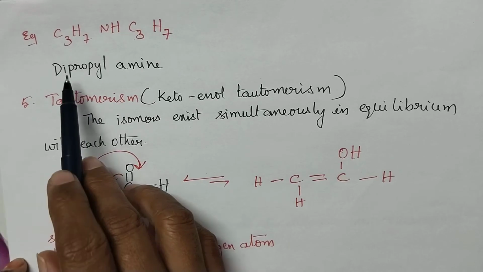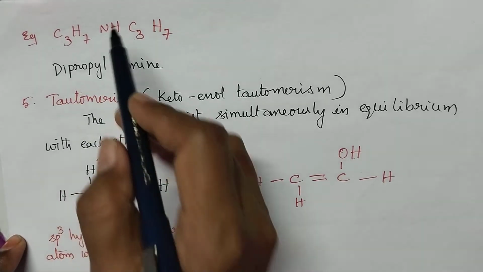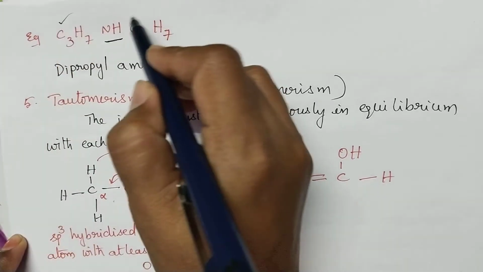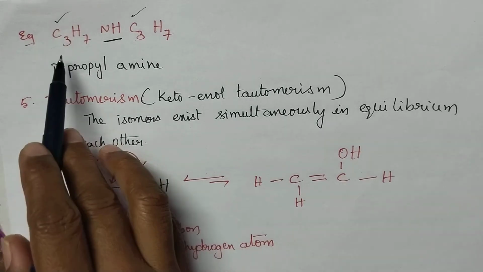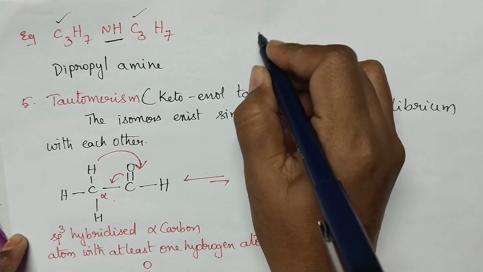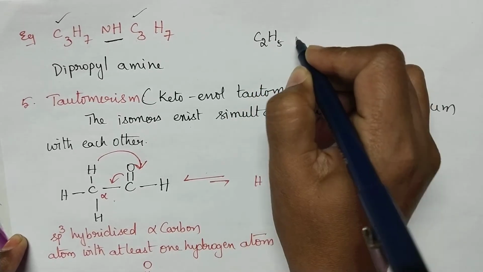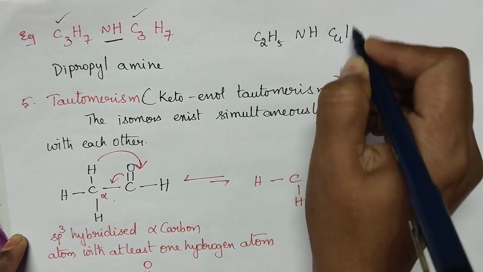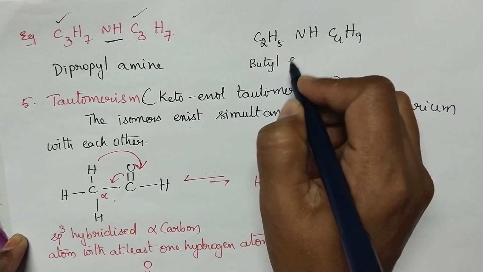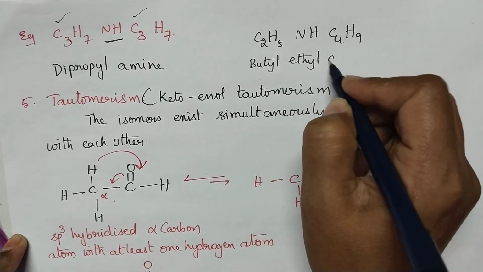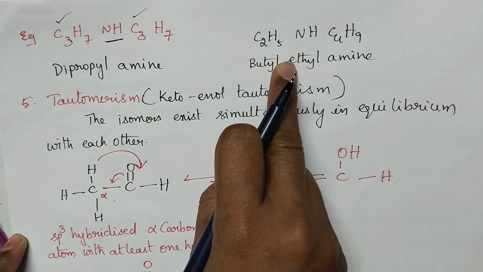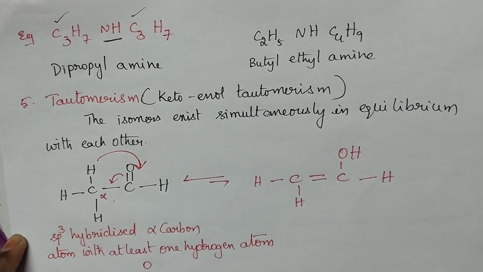Here which compound is given? Dipropylamine. So here what is the functional group? Amine group. So you just change the alkyl groups. Here propyl groups are the alkyl groups. Then how to change? You just put one ethyl group and one butyl group. Then it becomes butyl ethyl amine. So these two are called metamers. That is about metamerism.